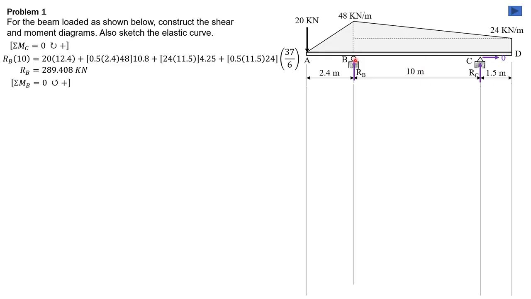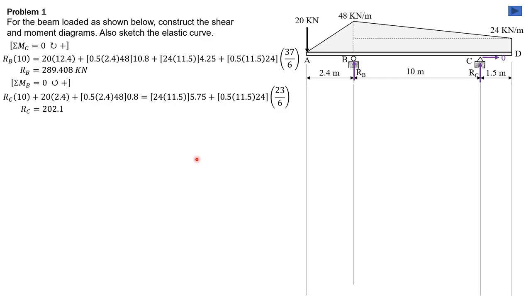Likewise, summation moment about B equals 0. So we have R sub C times 10 plus 20 times 2.4 plus 1/2 or 0.5 of 2.4 times 48 times 0.8, then equals 24 times 11.5 times 5.75, then plus 0.5 of 11.5 times 24 times 23 over 6, or 1/3 of 11.5 is 23 over 6. So solving for R sub C is 202.192 kilonewtons.